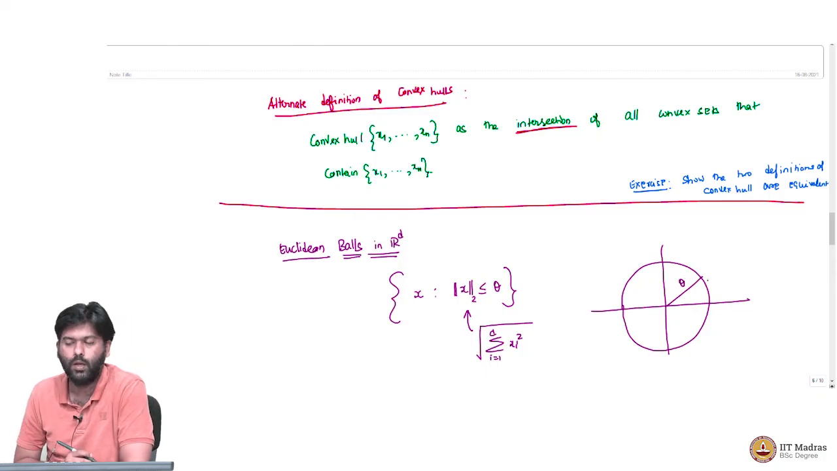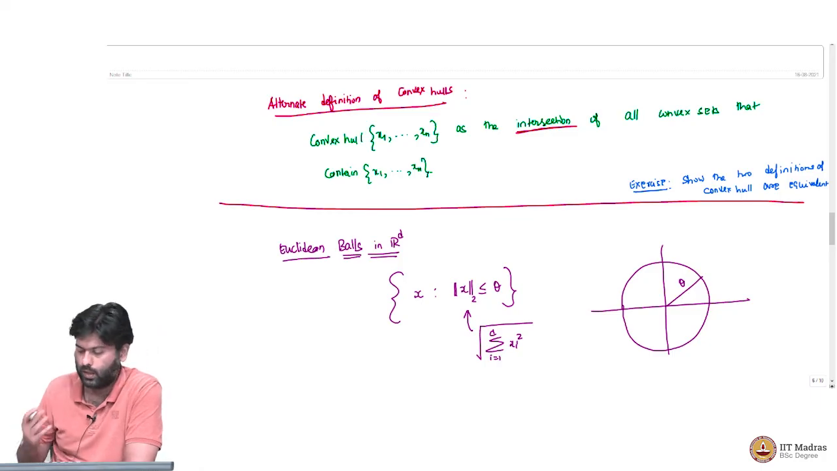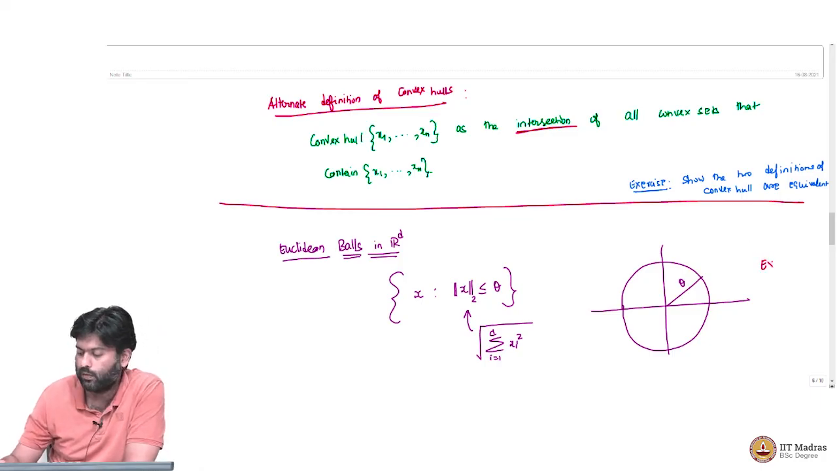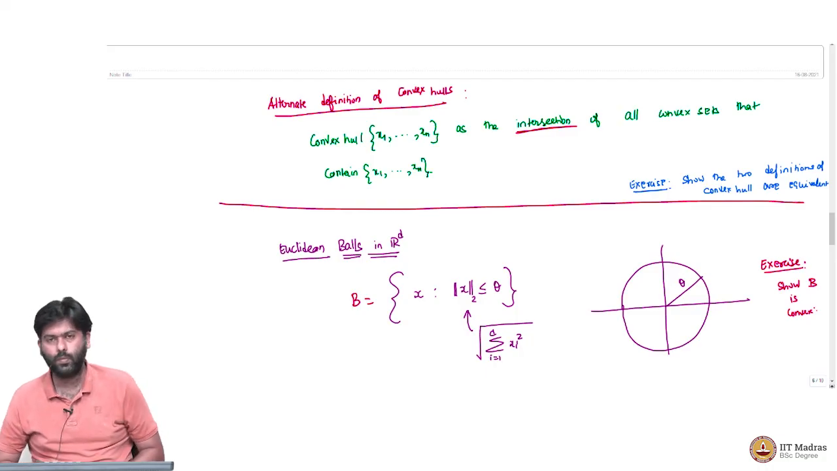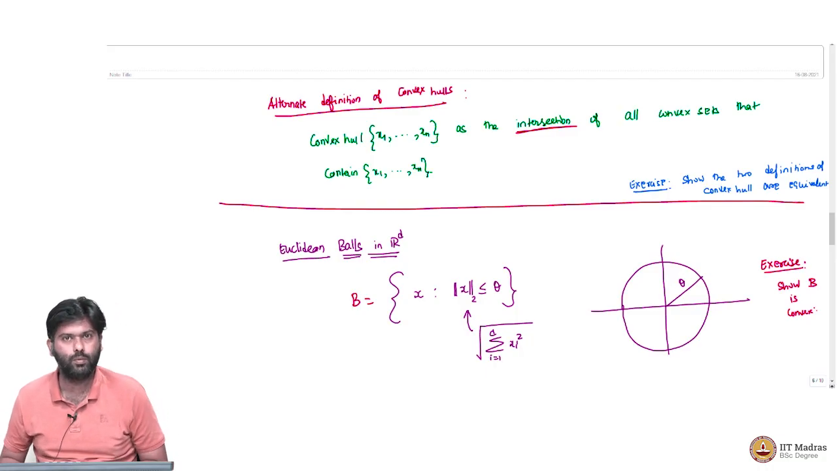So this would be your ball and it is very clear, at least visually, that this is convex, but then again it is a very useful exercise to try this out. So show, let us call this B, that B is convex. Again a simple example, but nevertheless a good exercise to do it once.